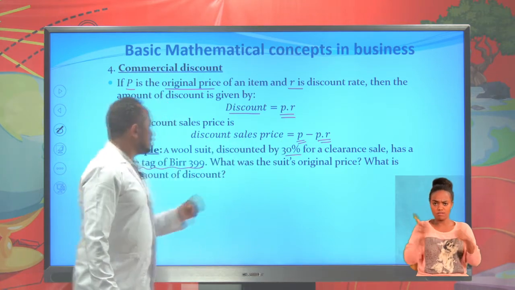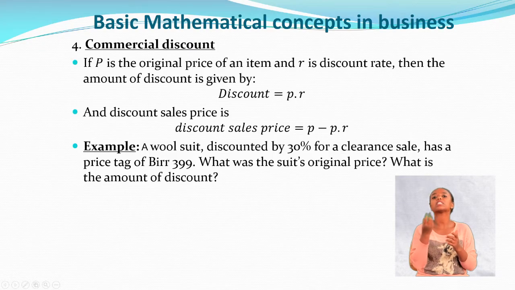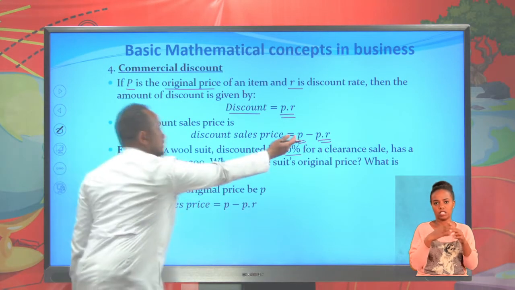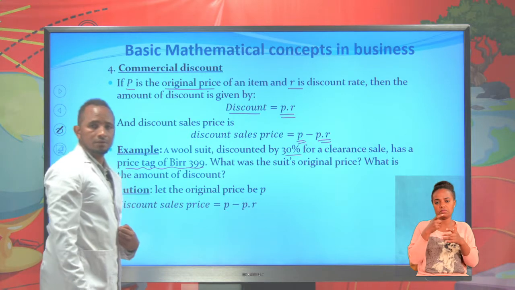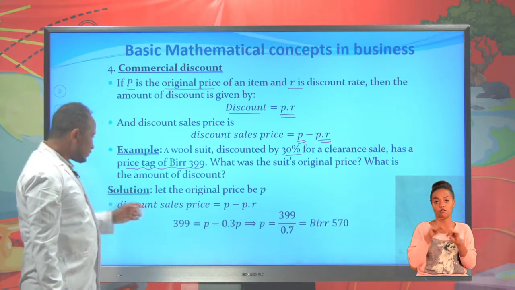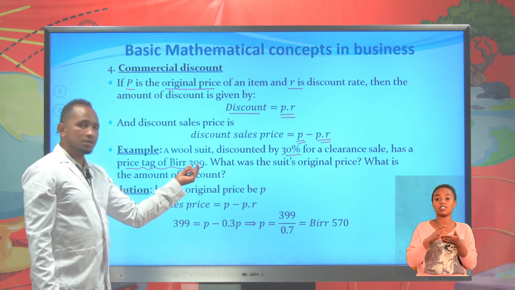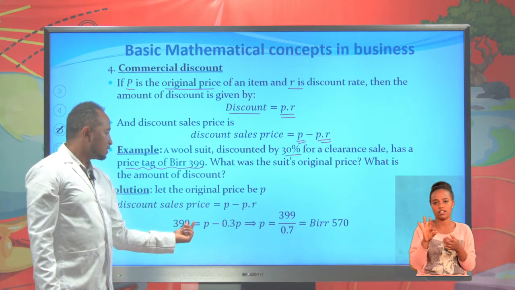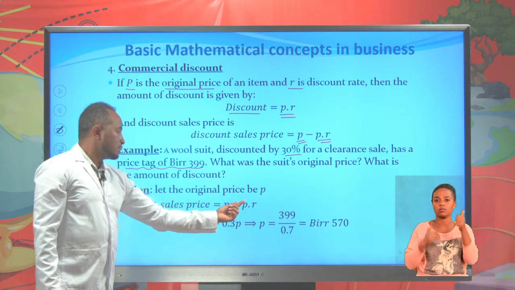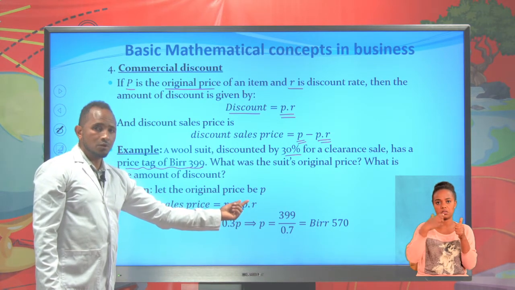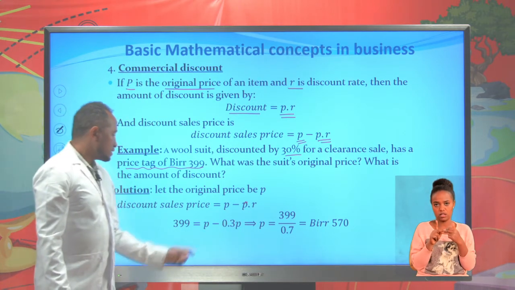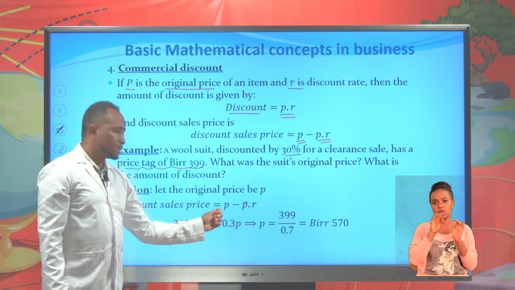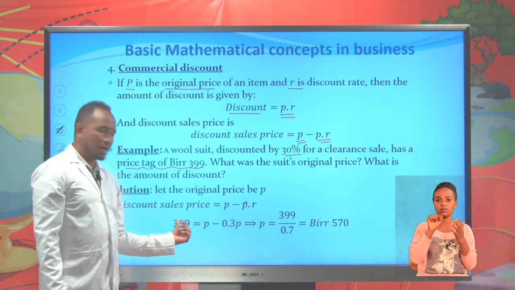So using this equation you will have this one. Let's assume the original price to be P, and the discounted sale price is equal to P minus the discount, that means P minus P times R. So from this, the discount sale price tag is given, it is 399. 399 is equal to P minus P times R, and R is given, it is 30%. 30% means 0.3. So you will have 0.3 times P. So this implies P minus 0.3 P is 0.7 P. 0.7 P is equal to 399.